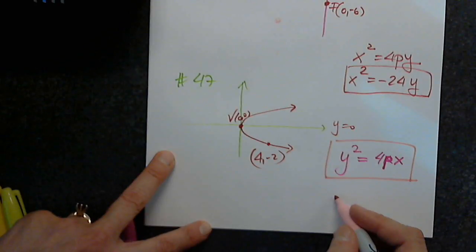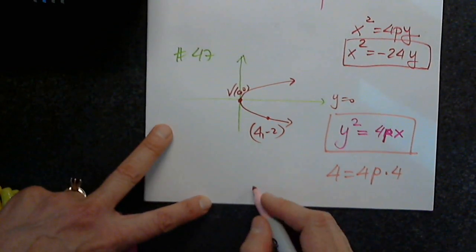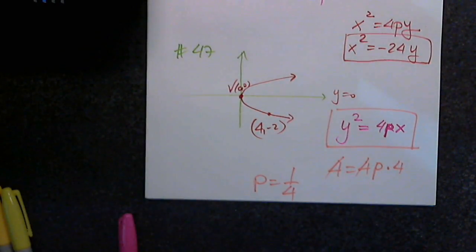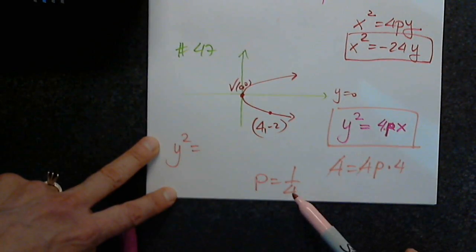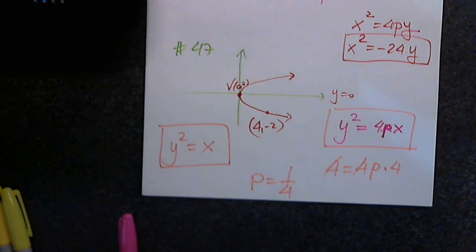4 equals 16p, so p equals 1/4. Correct. Then I have y squared equals 4 times 1/4, which is 1x. So this is the equation of the parabola, opening to the right, with its vertex at the origin. We were not asked to find anything else, just the equation. So we did.